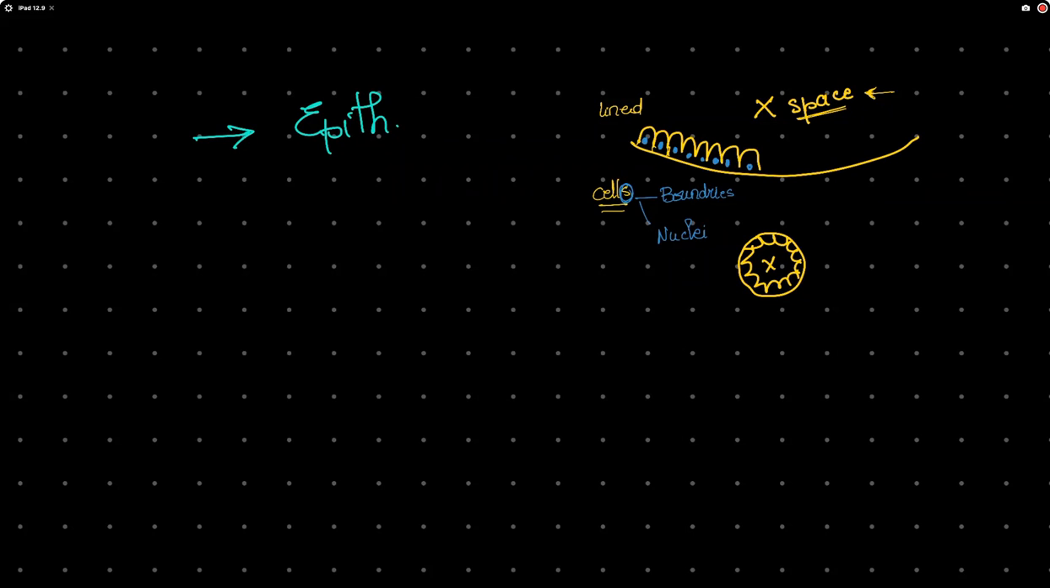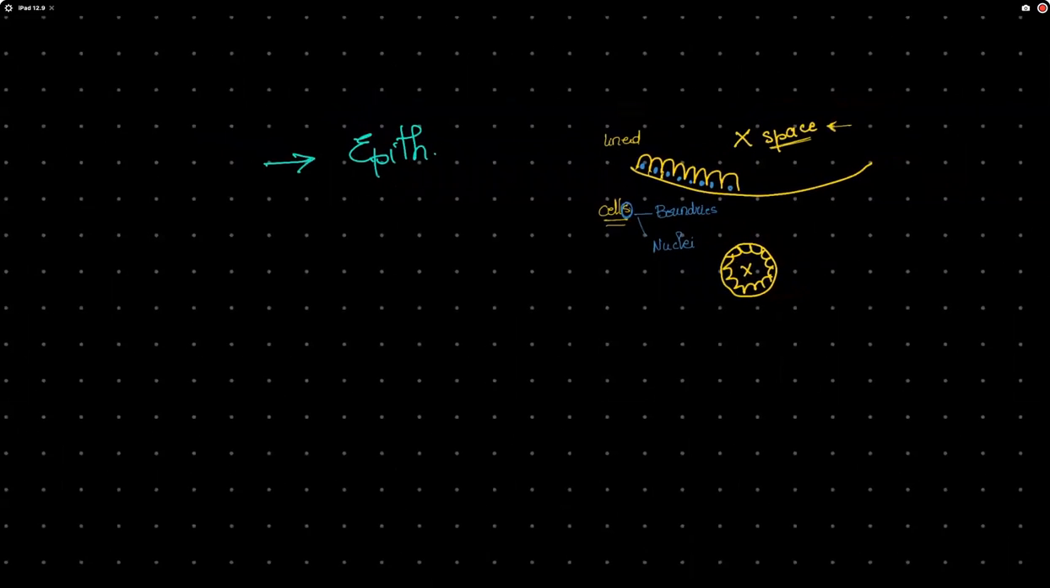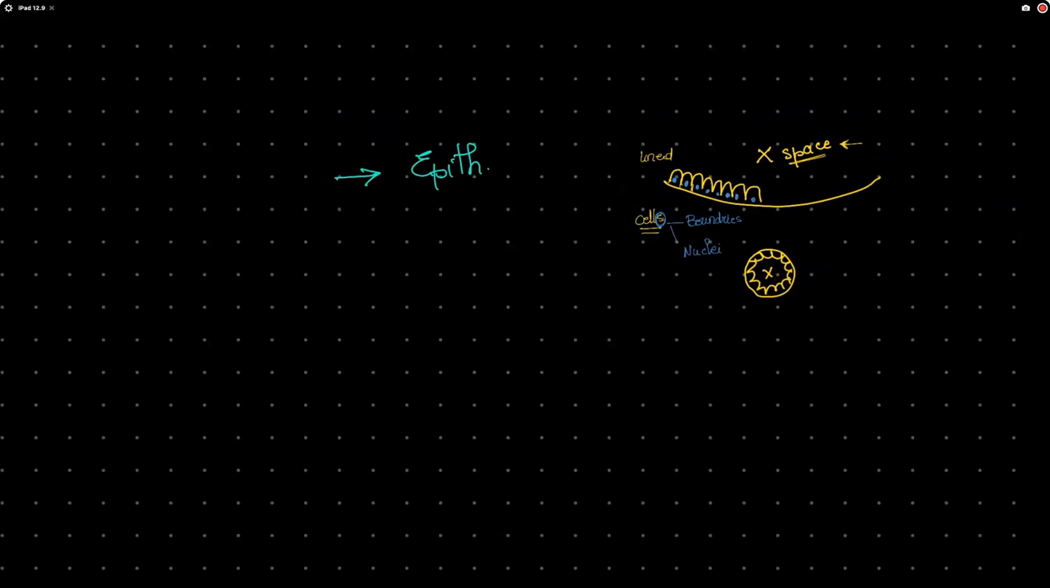So how will I be able to classify the different types of epithelium? Now I figured out that this is epithelium. I found space, and this space was lined with many cells, not just one cell. So how would I be able to identify the epithelial tissue type? 2 factors. You need to look at the number of cell layers, and you need to look at the shape of the apical cells.